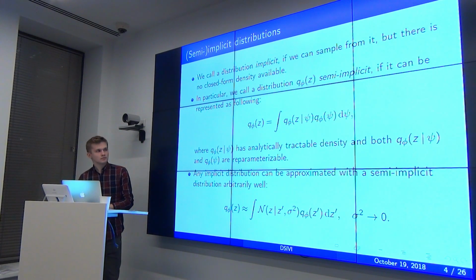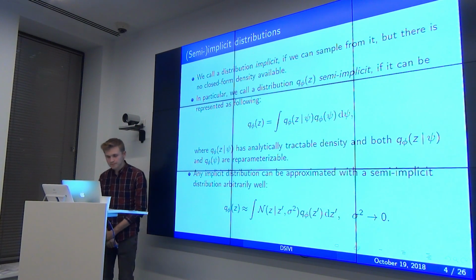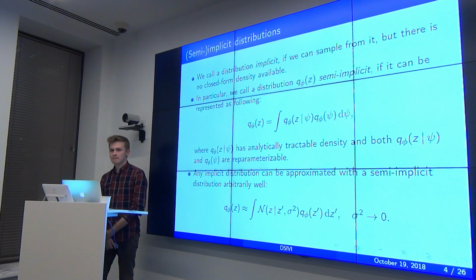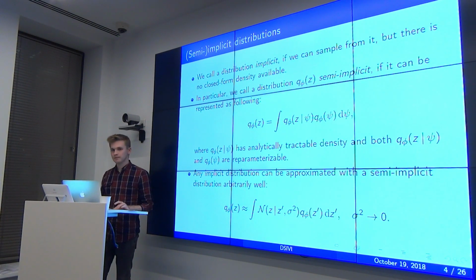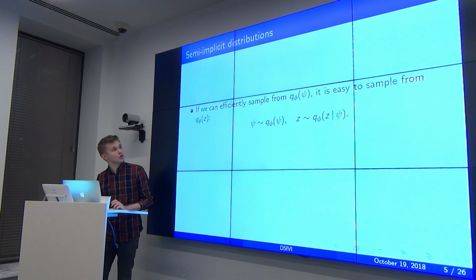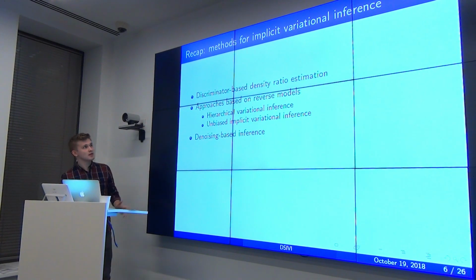So it is some kind of compromise between explicit distributions and fully implicit distributions. By using semi-implicit variational inference, we're able to estimate the ELBO and optimize with respect to it, which we cannot do if we use fully implicit distributions, like for example in GANs, where we need some alternative learning method. Yeah, so I just wanted to tell you about the methods that were presented by Dima.